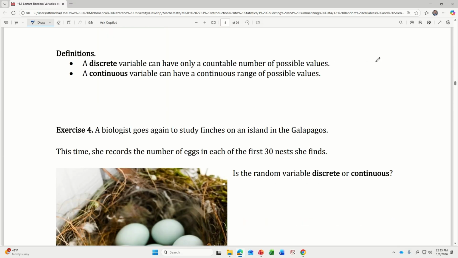A discrete variable, so again, 2 more vocabulary words for you. Discrete means it can have only a countable number of possible values. A continuous random variable is, by contrast, one that could have a continuous range of possible values. And I think maybe these vocabulary words, more than anything, really trip up students from this section on a test. So let's see, exercise 4.